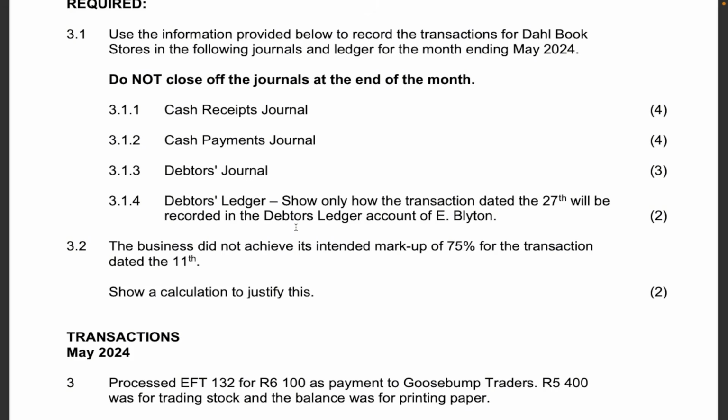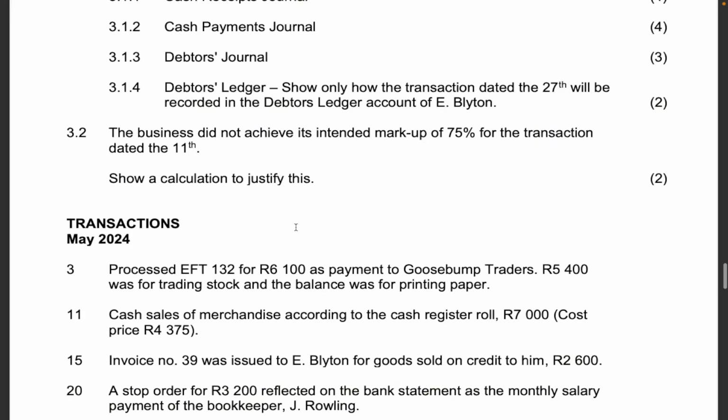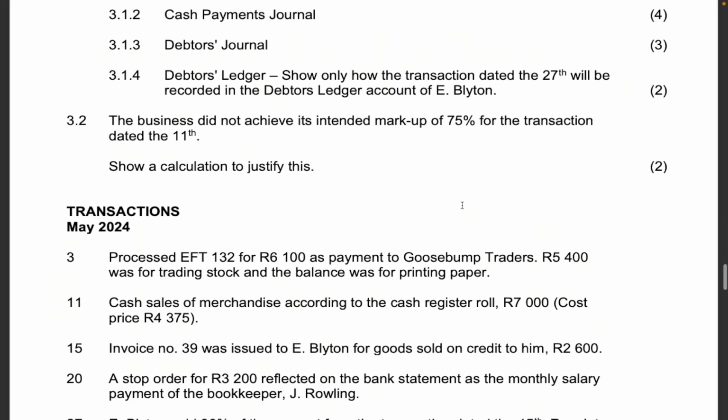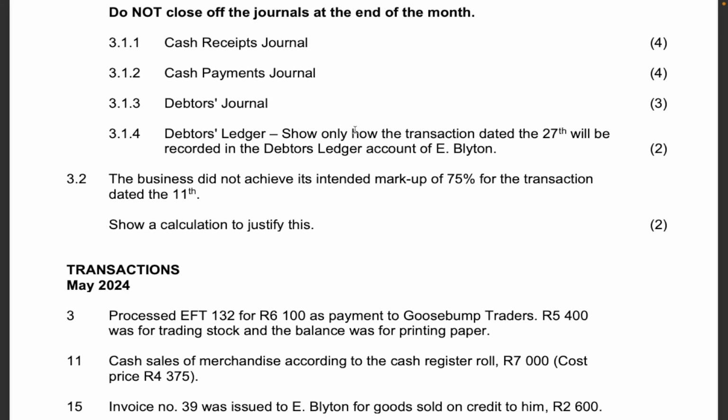Okay, having highlighted that, let's go through the transactions. On the 3rd, processed EFT 132 for 6,100 Rand as payment to Goosebump Traders. Okay, so you can see here we processed an EFT and it was a payment to Goosebump Traders. Now, where do you think this one goes to? I hope it's very easy for you to identify. It goes to the cash payments journal because we made a payment.